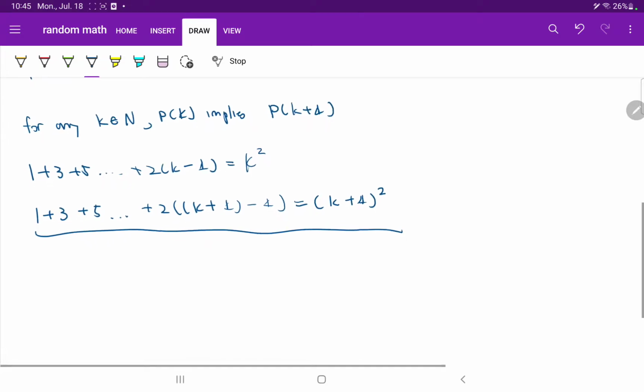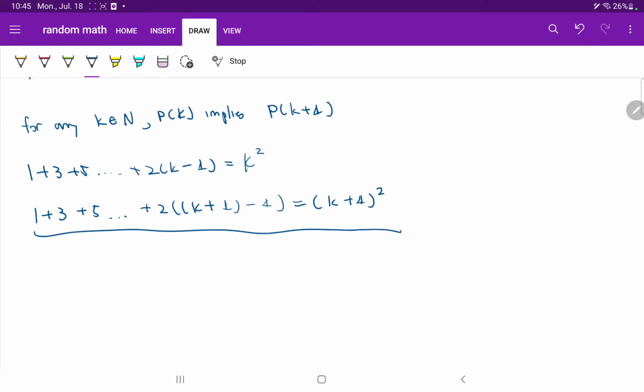Now let's look at this part specifically. This part says 2 times k plus 1, minus 1. So what is this? Well, this is essentially 2k plus 2 minus 1, which is 2k plus 1.